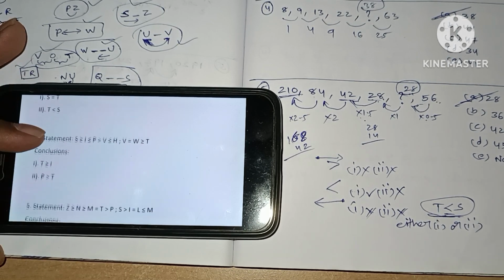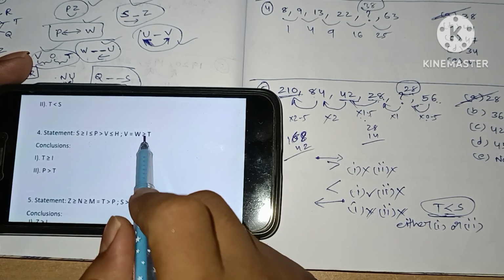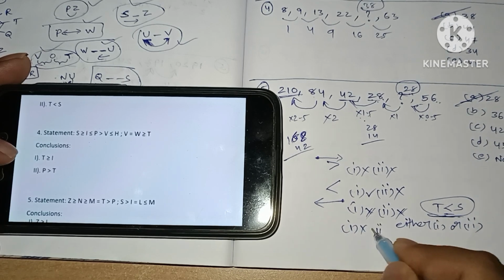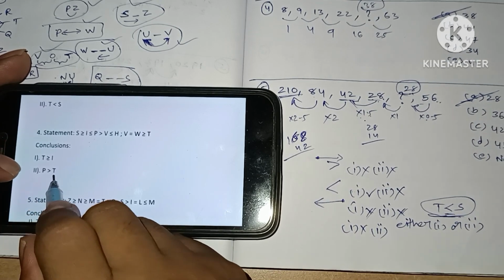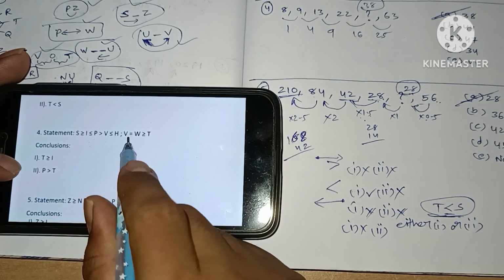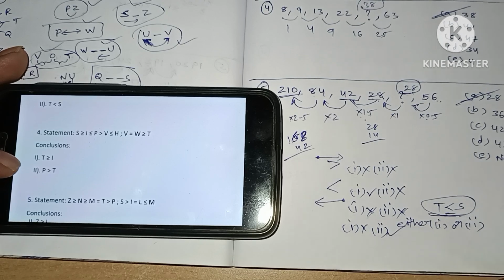Okay, next, fourth question. The flow from T to I with everywhere equals to. From T there is no flow, so the first conclusion will be false. Second conclusion, the flow from P to T. From P we can reach V. From V we can reach T. So the second conclusion is true.